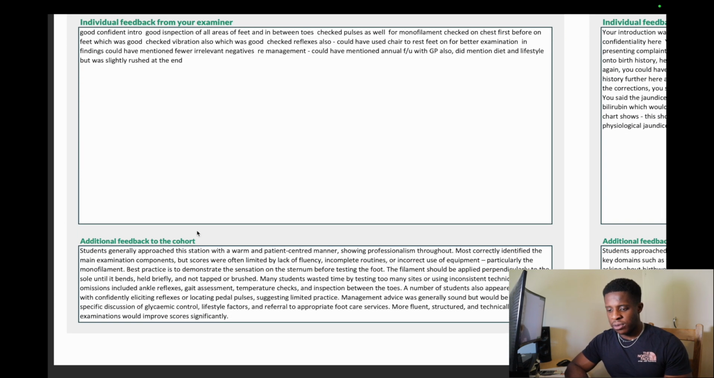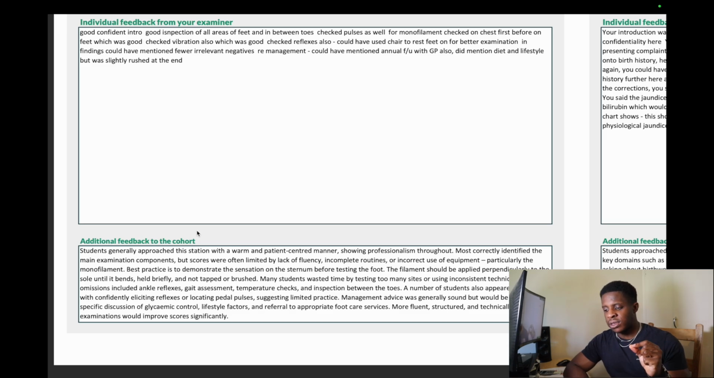This is overall feedback. Students generally approach this station with a warm and patient-centered manner, showing professionalism throughout. Most correctly identified the main examination components, but scores were often limited by lack of fluency, incomplete routines, or incorrect use of equipment, particularly the monofilaments. Best practice is to demonstrate the sensation on the sternum before testing the foot. The filament should be applied perpendicularly to the sole onto the bends, held briefly.